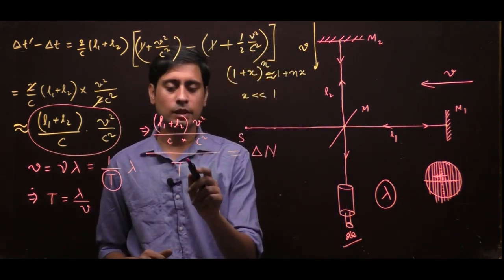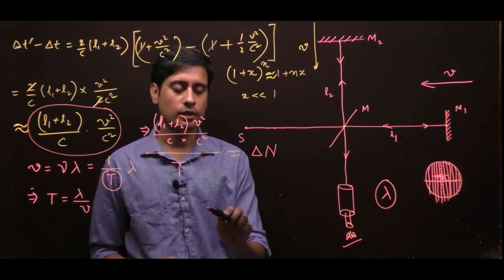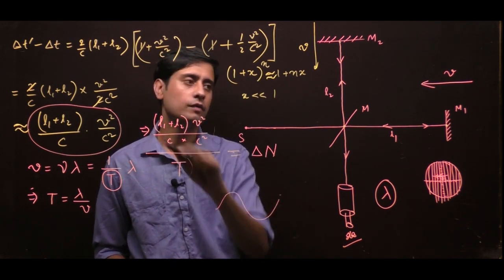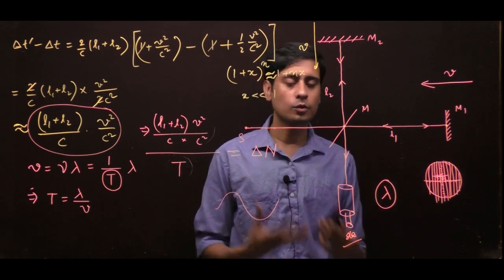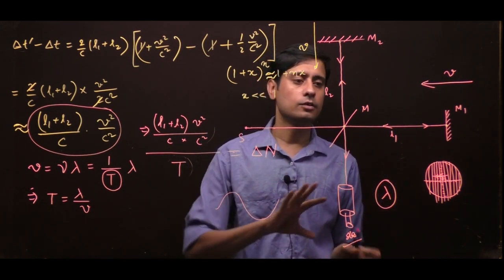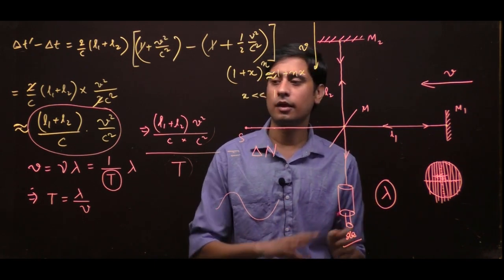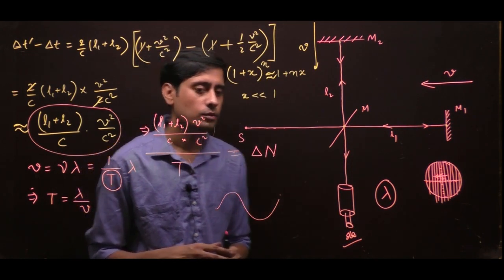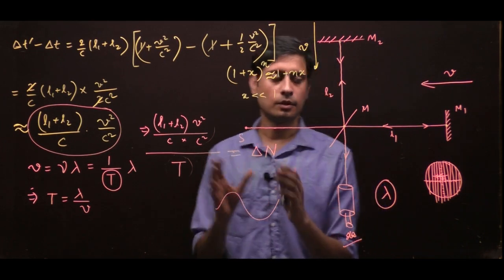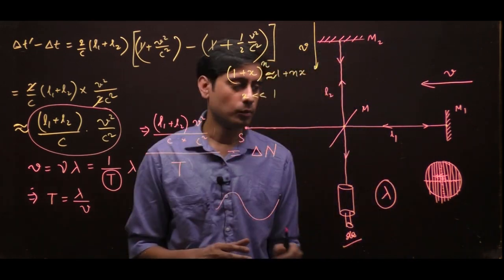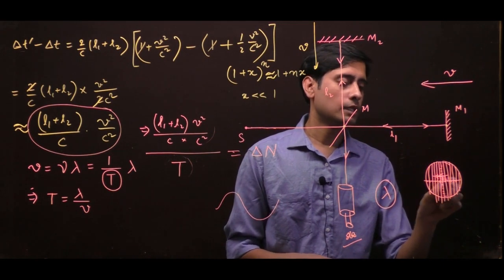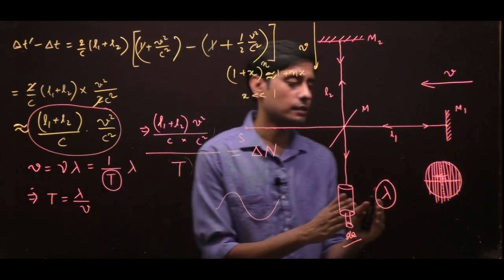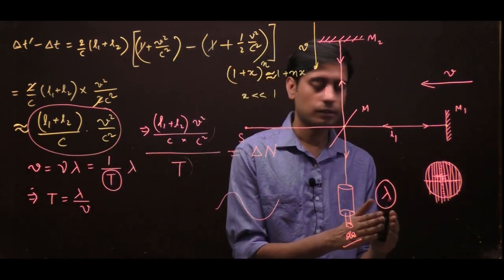Because this time interval is the time for one complete oscillation, and this time gap is between the two experiments done in the two configurations, one before rotating and one after rotating, this is the difference of that time. So this can result in a shift of fringes. Suppose there have been 10 fringes shifted, so this gap represents that the time interval is 10 times the period.